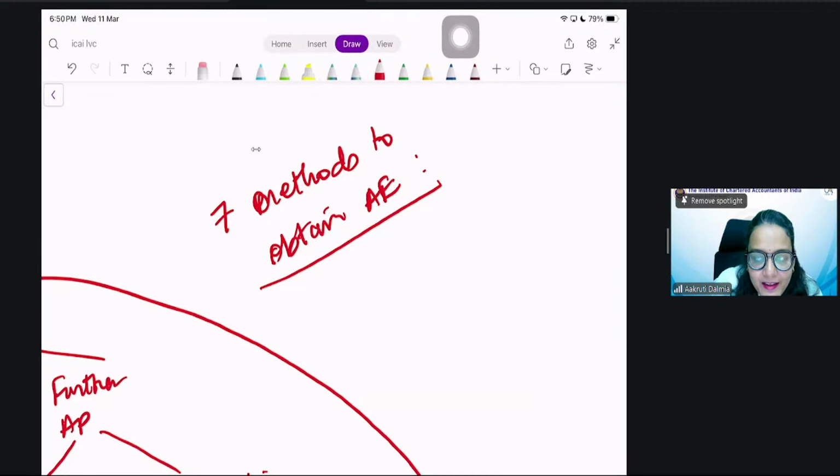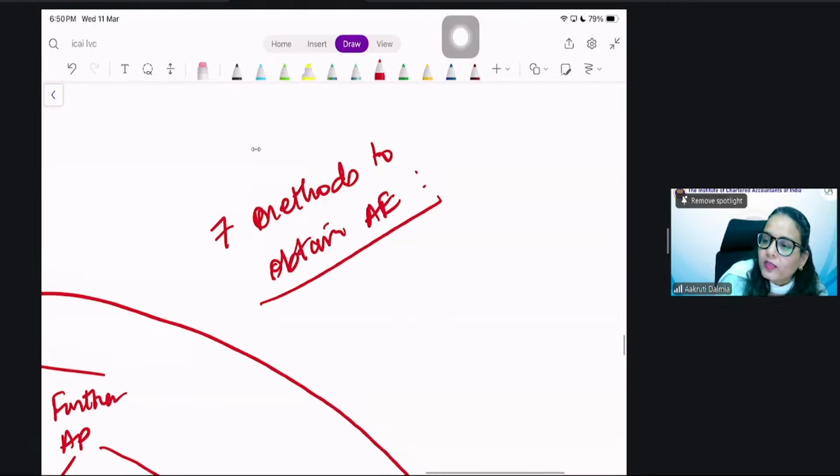Yes, okay. Four people have written at exactly the same time: Karan, Suhaira, Tanu, Mehak. All of you have written all 7 at the exact same time. Inspection, external confirmation, analytical procedure, reperformance, recalculation, inquiry. Yes. Okay.